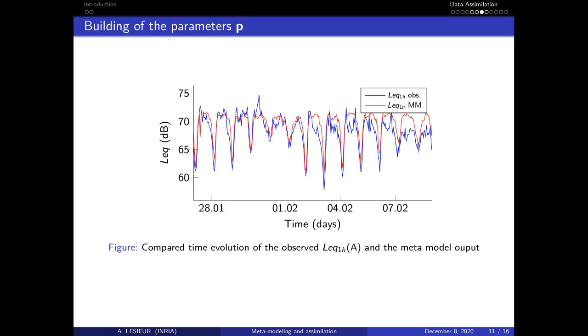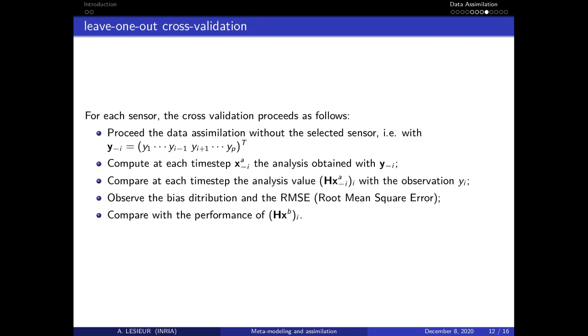So in this figure, we can see that the output of the metamodel at an observation point, in red, fairly reproduces the observed noise level, which is in blue. So in order to test the performance of this method, leave-one-out cross validation is conducted. The data assimilation is conducted without a selected sensor. Then the resulting analysis at the removed point is compared to the observed value. The bias is stored and the process is performed for all the observation points at all the time steps.